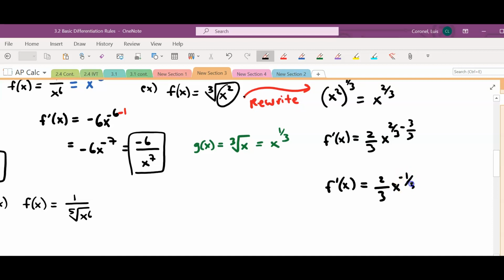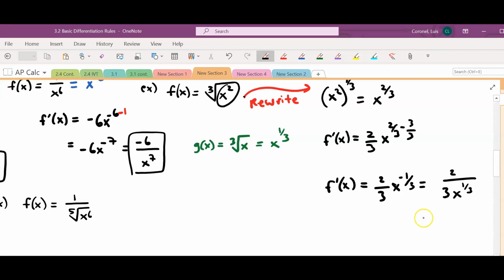And we have -1/3. So that exponent that's negative, I'm going to move it to the bottom of the fraction next to the 3. So the x goes with it. And that's what I get, 2/3 x to the 1/3.